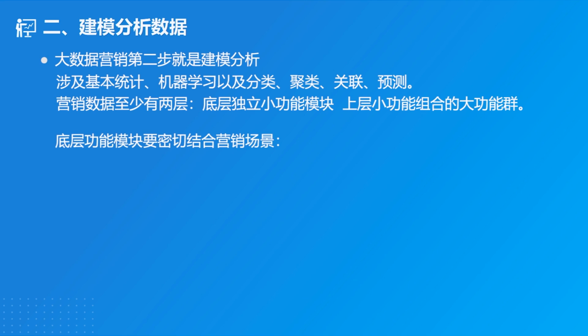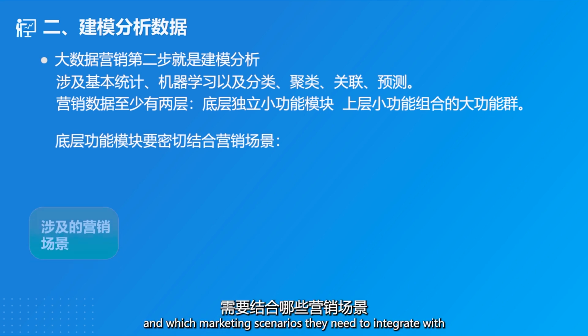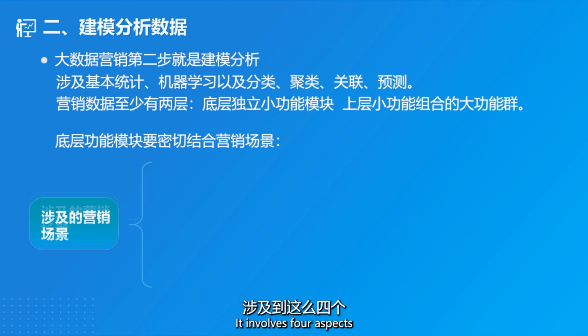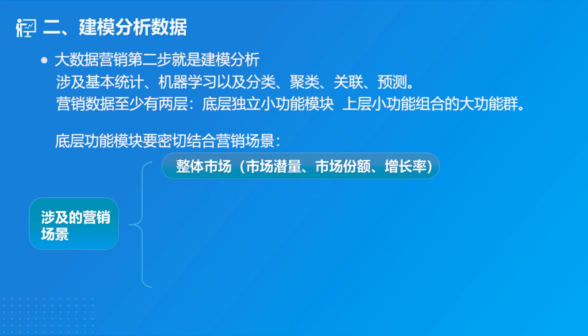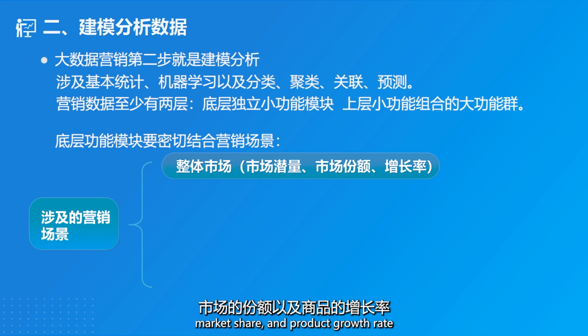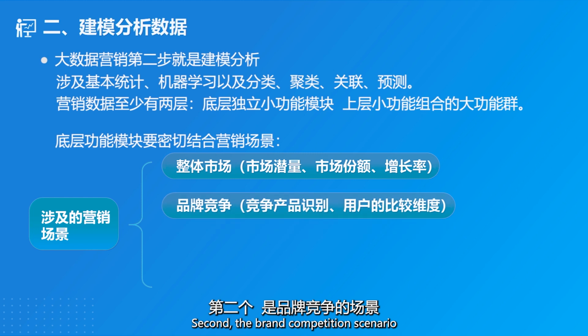Let's discuss these bottom layer functional modules and which marketing scenarios they need to integrate with. It involves 4 aspects. First, the overall market. It should be able to analyze or obtain the market potential, market share, and product growth rate. Second, the brand competition scenario.